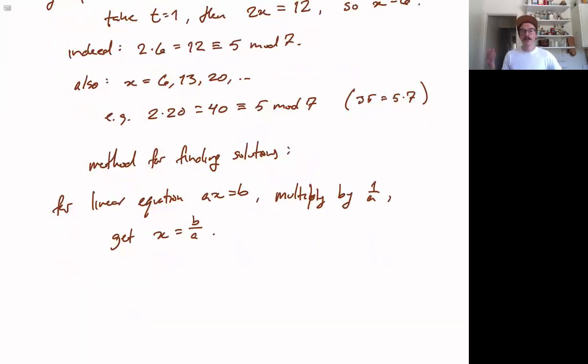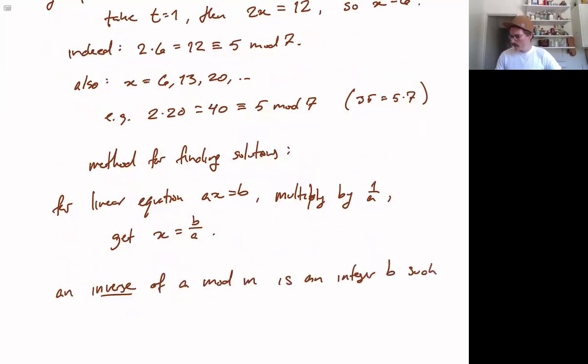And in fact, we can do a similar thing for linear congruences. So let's introduce a definition, because we don't know how to do this yet. An inverse of a mod m is an integer b such that a times b is congruent to 1 mod m.